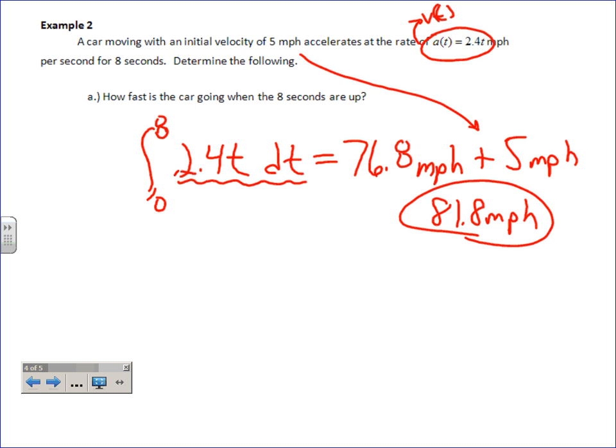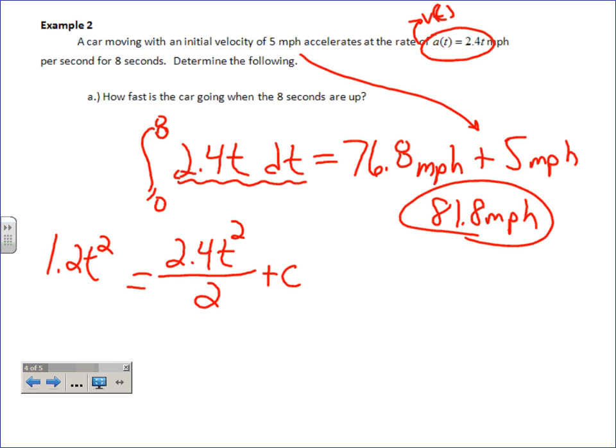So what is the antiderivative of 2.4t? Well, it's 2.4t squared over 2 plus some constant, right? If we're not doing the 0 and the 8, which becomes 1.2 t squared, and we know the constant is 5, say. So plus 5. Do you agree in general that is the velocity equation then for this problem?